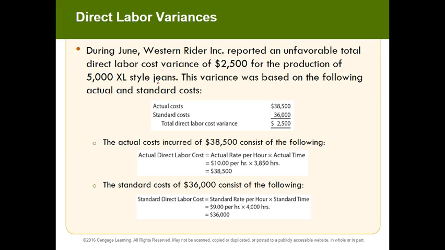When we look at the breakdown of the 38,500, we have an actual rate per hour of $10 per hour, and we had hours of 3,850 of actual time. This gave us our 38,500. Then let's look at how the standards break. We were expecting $9 per hour and 4,000 hours for 36,000.